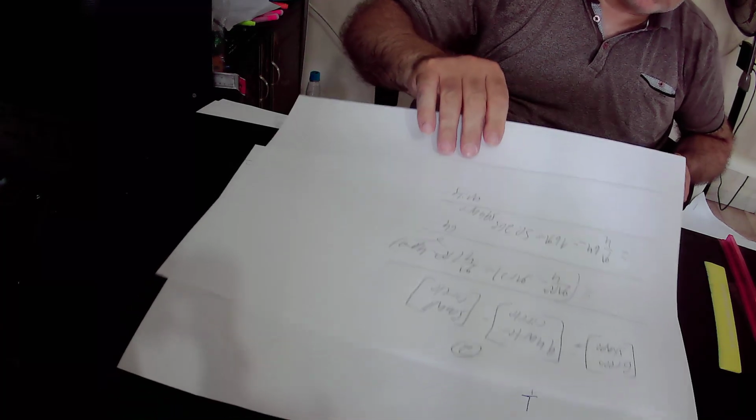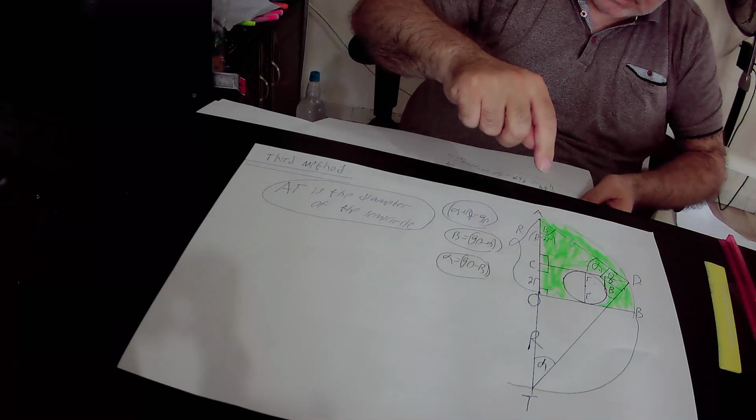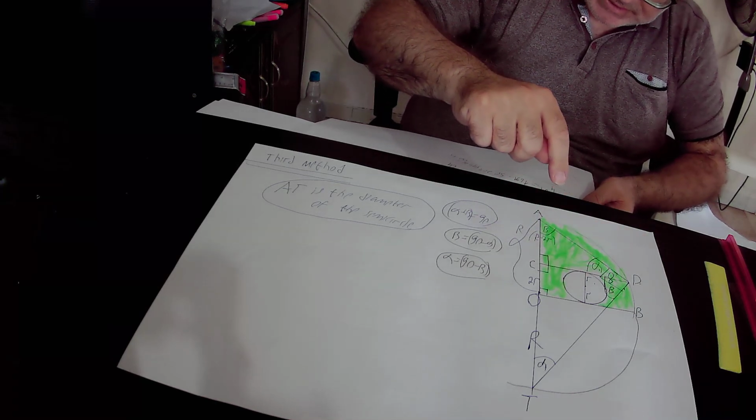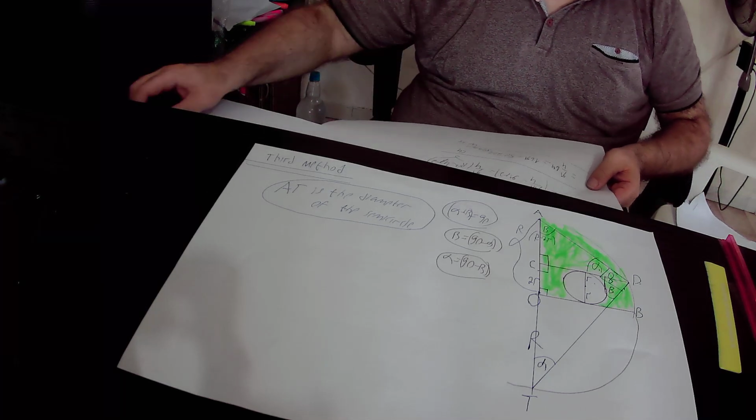So in all three methods, we found out that the area of this green shape equals 16 pi square units, so in terms of numbers, it is equal to 50.265 square units. Okay, thank you very much.